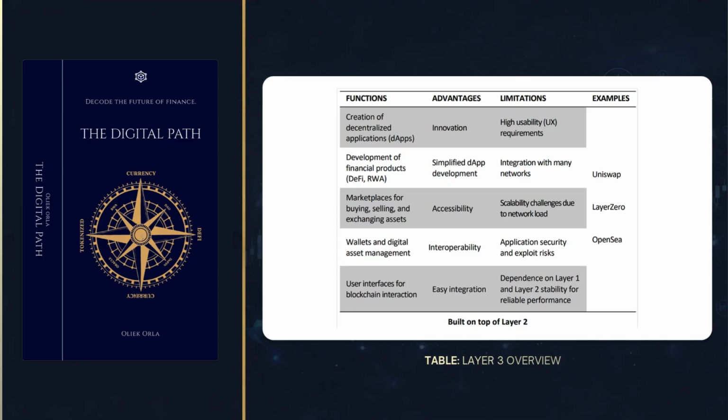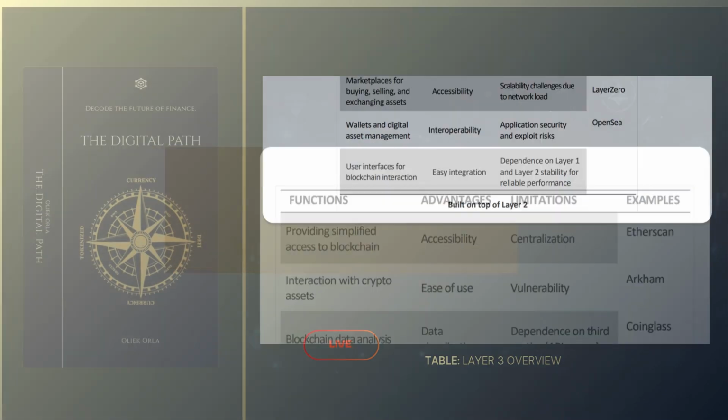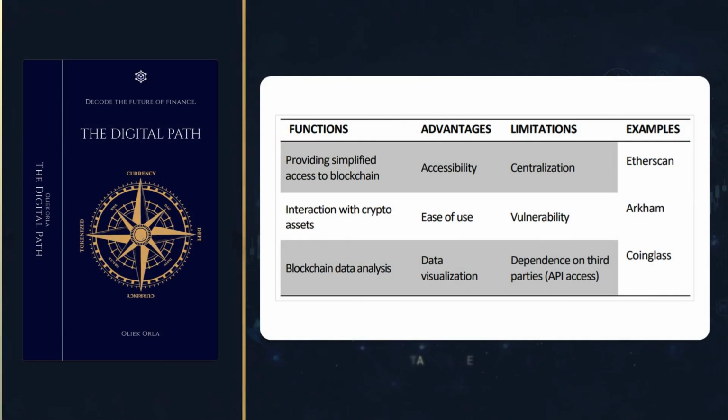This layer bridges the gap between complex blockchain infrastructure and real-world usability. It provides interfaces and user experiences that significantly lower the entry barrier and allow interaction with blockchain systems without deep technical knowledge. As a result, Layer 3 becomes a key driver of mass adoption of decentralized technologies, turning blockchain from a niche innovation into a widely usable digital infrastructure.